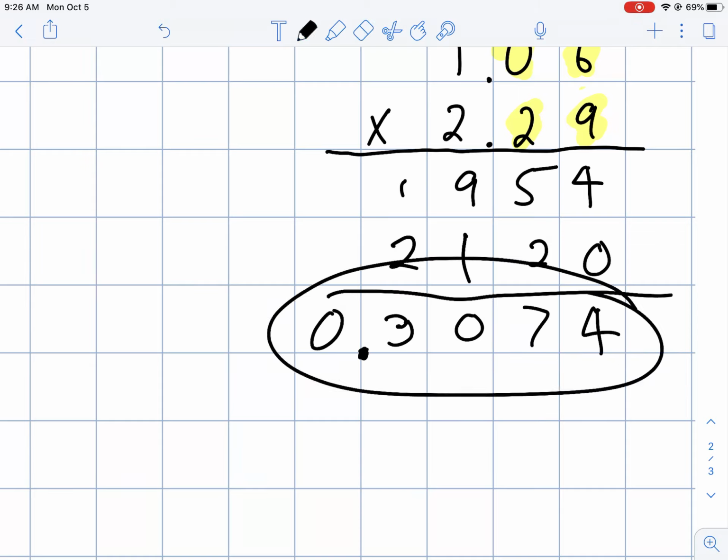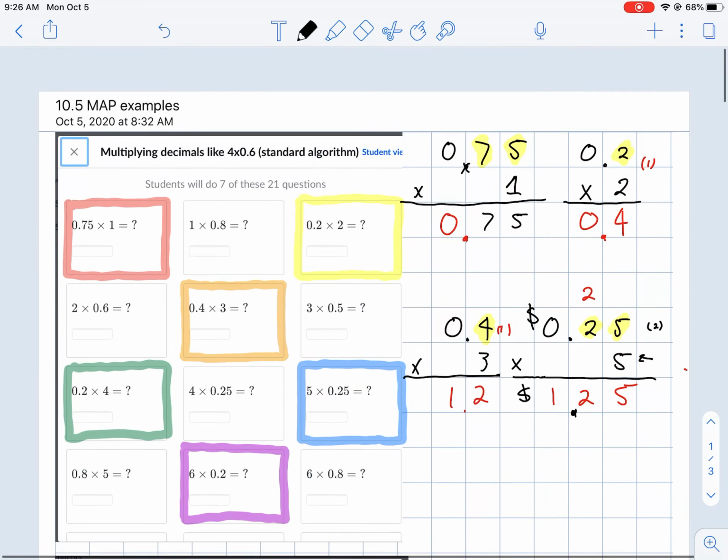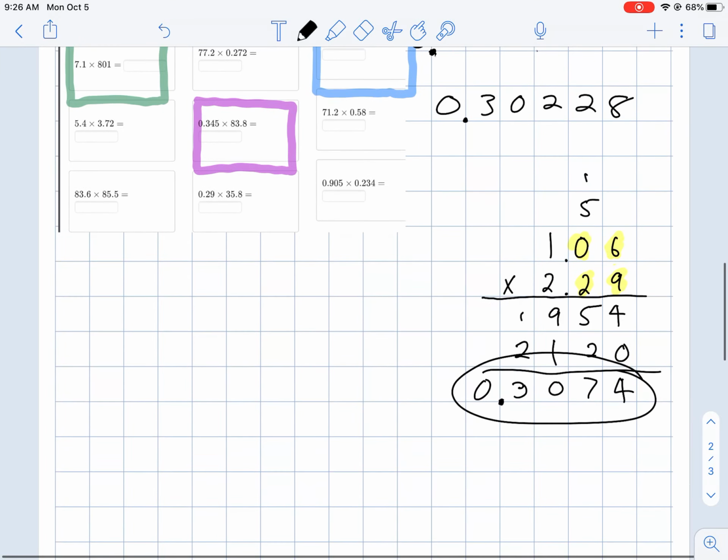That's the prettiest looking 3 I've ever drawn in my life. So that's multiplying decimals. It's not any different than multiplying normal numbers, actually. Kind of cool.